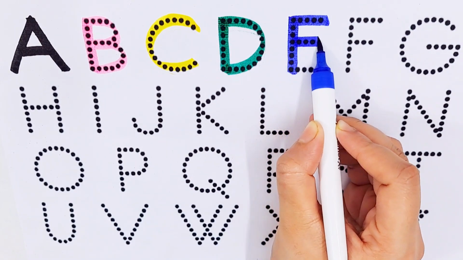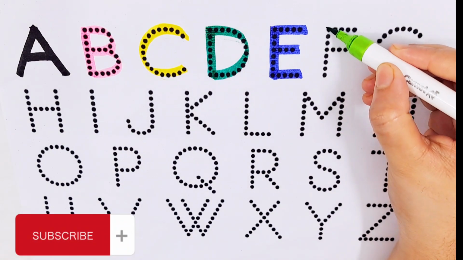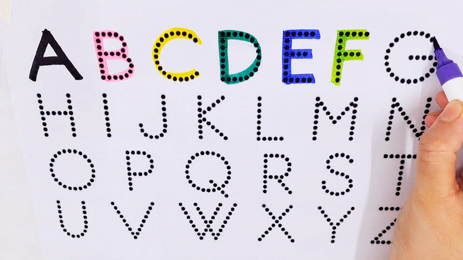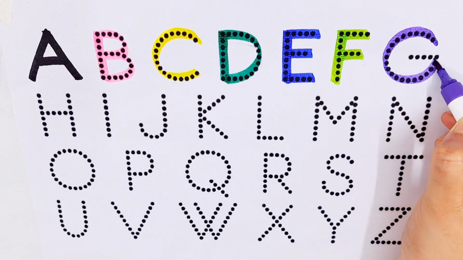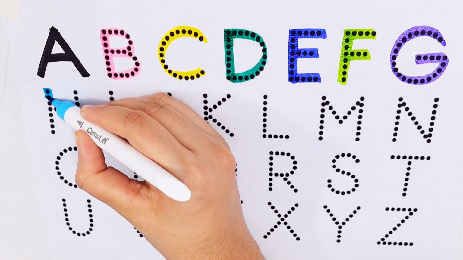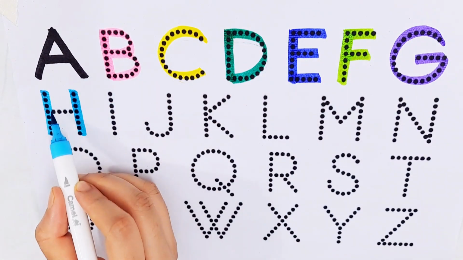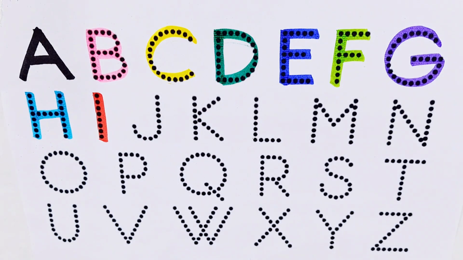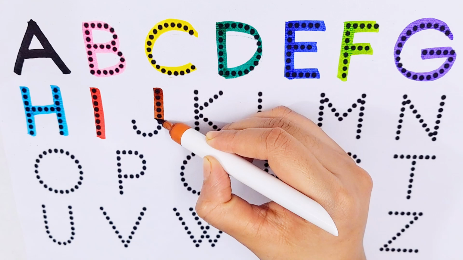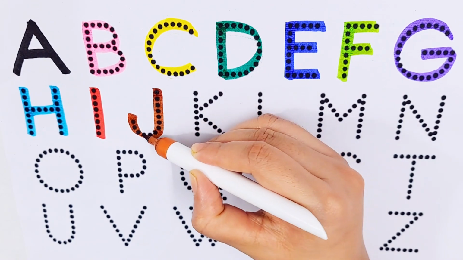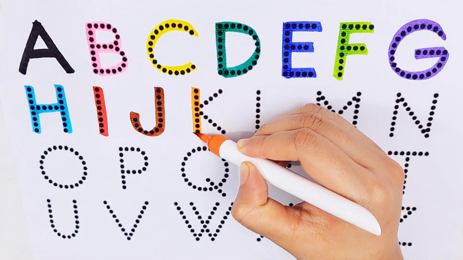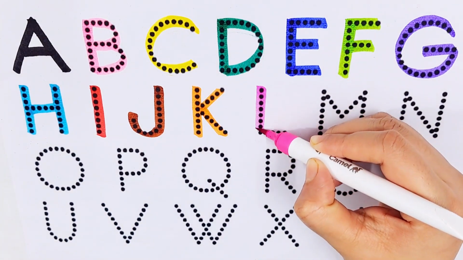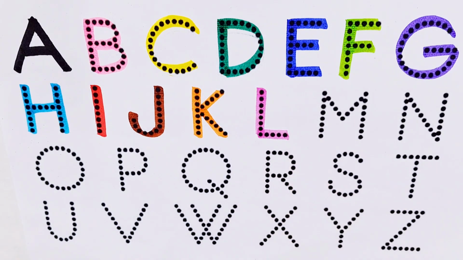E for egg. F for fish. G for grapes. H for hat. I for ice cream. J for jellyfish. K for kingfisher. L for lemon.